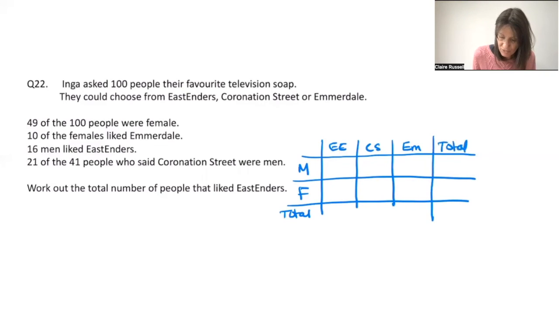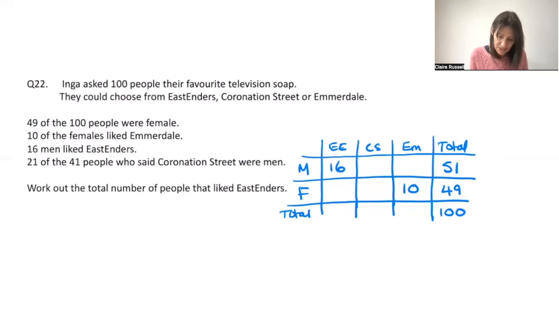So you get your grid all set up, and then you start putting all that information in. We know that 100 people were asked, 49 of the 100 were female. And of course, straight away, that means that I can put in the male, which you would do. If you can spot something obvious, you do it straight away. It then says 10 of the females liked Emmerdale. So in goes my 10. 16 men liked EastEnders. So in goes my 16.